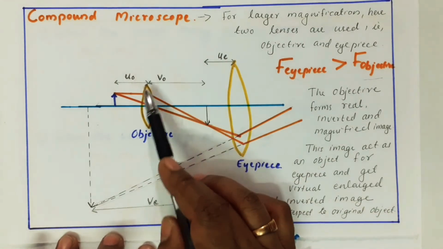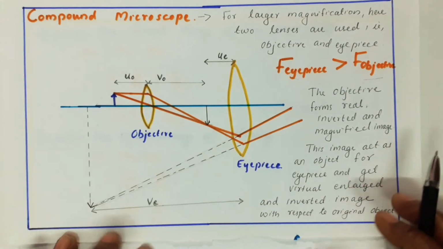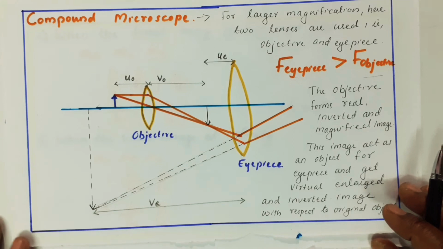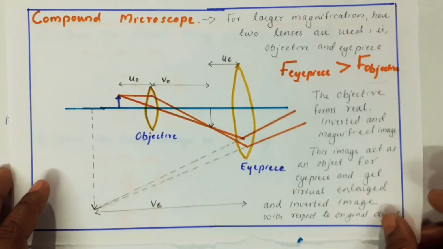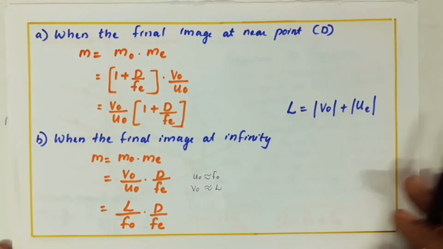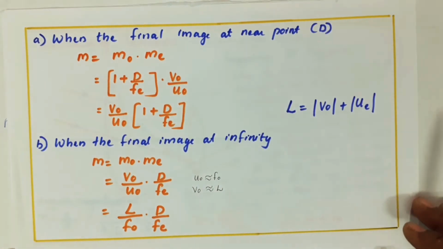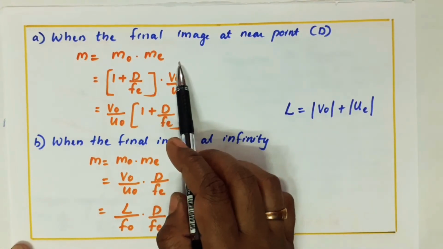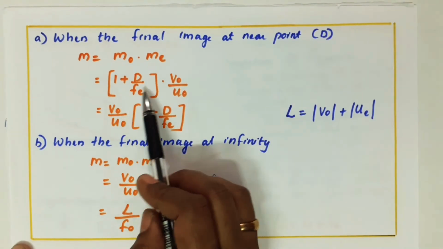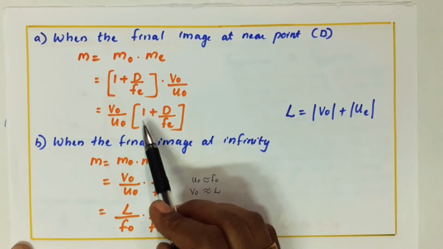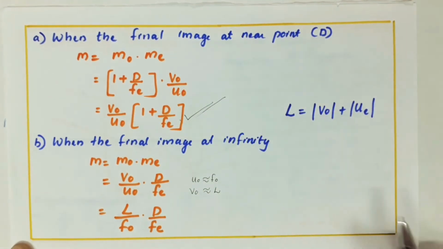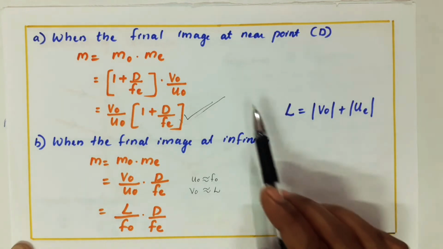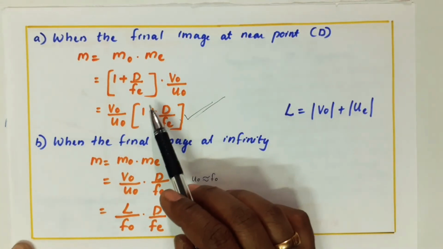So what I told, the first case is your objective. That magnification I am writing simply as VO by UO. But the second, this and this, is similar to your compound microscope case, so here there is no need of any derivation. You can directly write, when the final image is formed at the near point, MO into ME, that is VO by UO into 1 plus D by FE. That is the equation for magnification when the final image is at the near point.